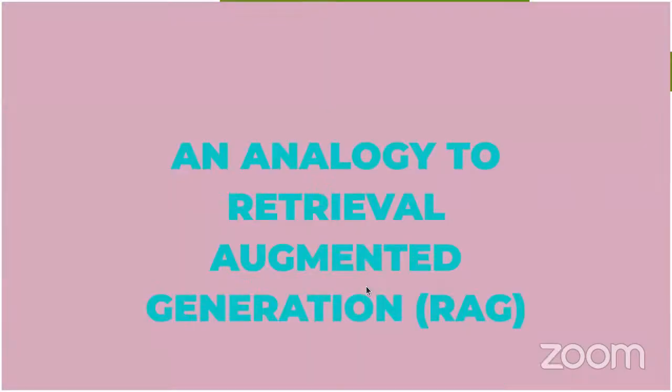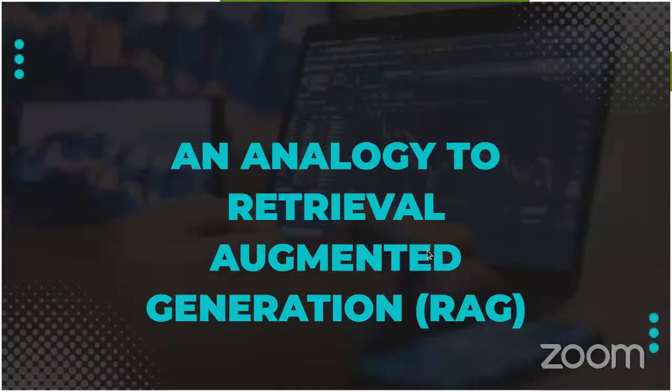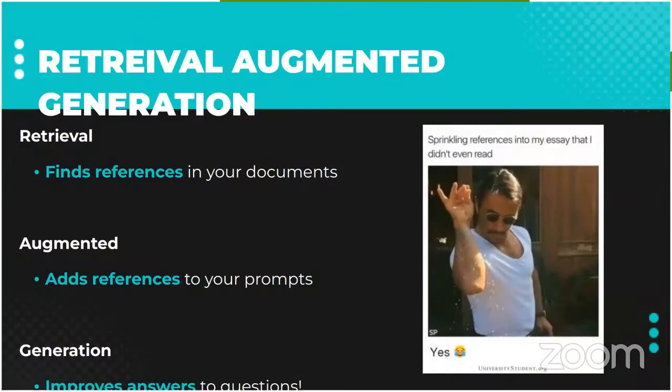So we're going into something now. We're going into what this QKV means: query, key, values. And for that, we're going to use something we're going to study in the future, RAGs, retrieval augmented generation. So what does that mean?